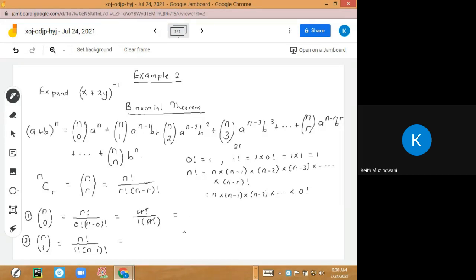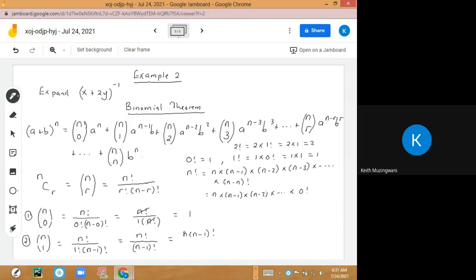2 factorial is 2 multiplied by 1 factorial, meaning it is 2 multiplied by 1, which is 2. So I'm trying to explain what we mean by n factorial and the multiplication going down. If you have n factorial over 1 factorial multiplied by n minus 1 factorial, it's the same as having n factorial over n minus 1 factorial.